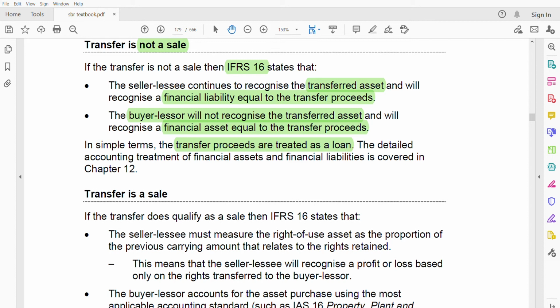It's like you are giving a loan to someone or receiving a loan. From the buyer's point of view, for the transferred asset, they are recognizing a financial asset. So it's just the opposite: for them, it's like an asset.